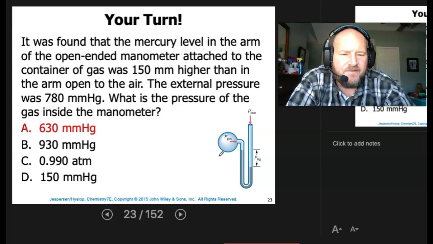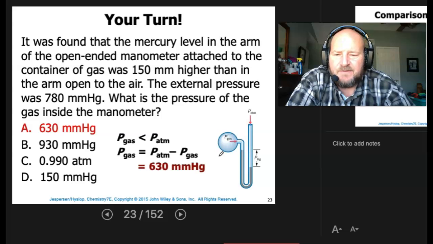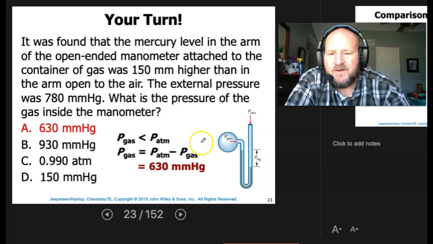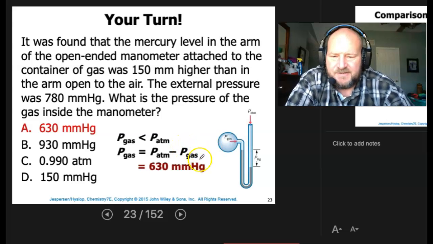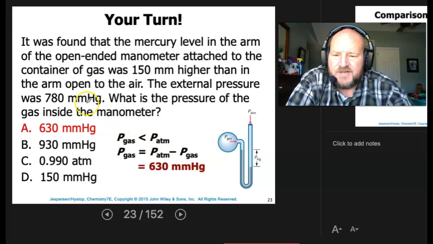Hopefully you came up with 630. And the way you did that was you said the P of the gas would be equal to the P of the atmosphere minus the P of the gas. So pressure of the atmosphere minus the pressure of the gas, right? So that means you're going to take 780 minus the 150.